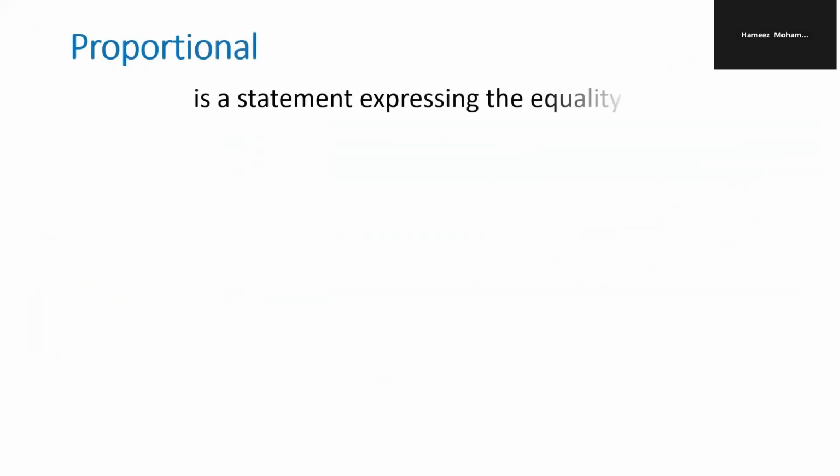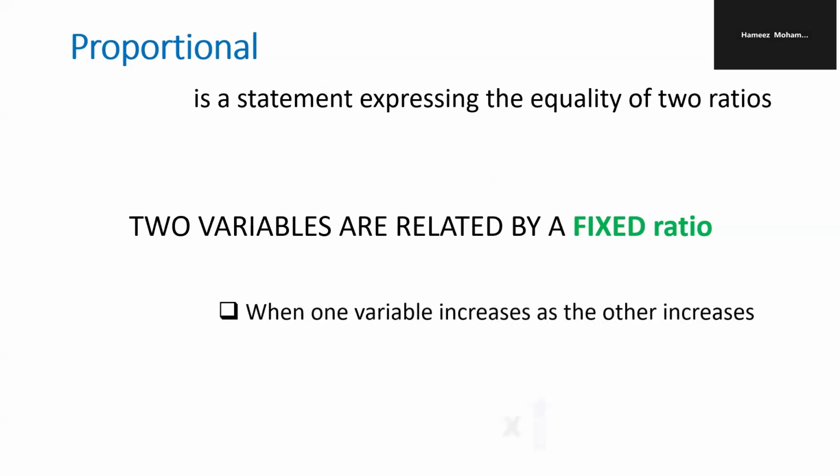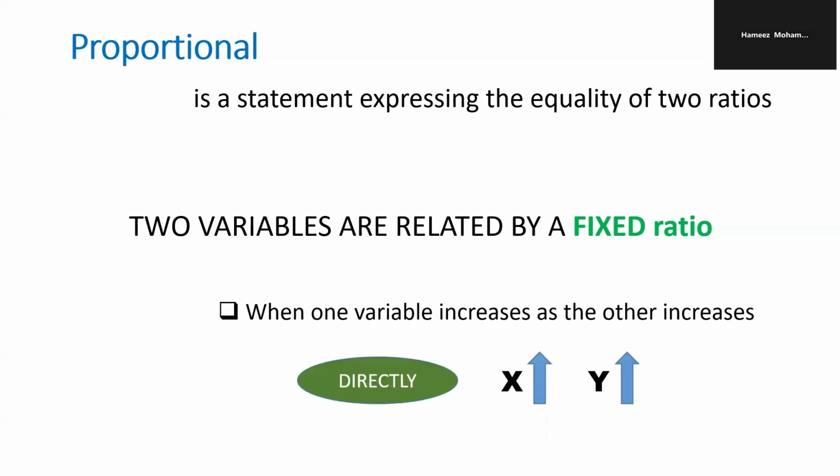So let's go on. Let's look at the idea of proportional. This is a statement expressing the equality of two ratios, just repeating what we just said. Two variables are related by a fixed ratio. In our case, the two variables were the number of men varying with regard to the number of blocks. So when one variable increases, the other increases, and we consider that to be directly proportional. As X increases, Y increases. As men increases, the number of blocks increases in order to balance it.